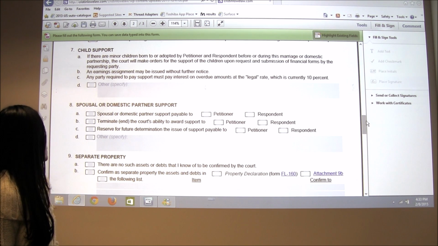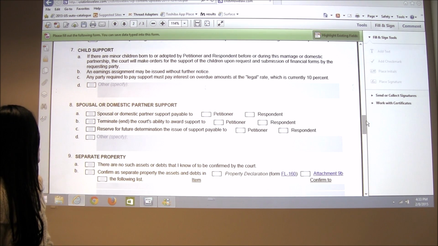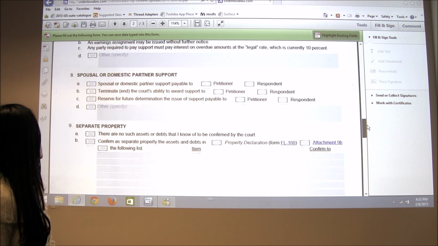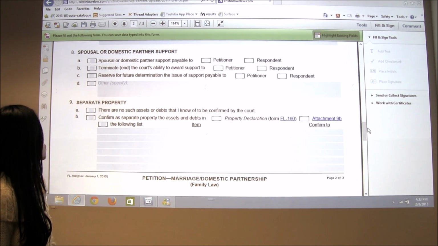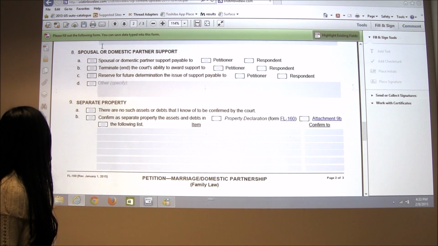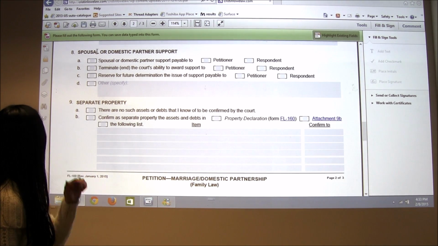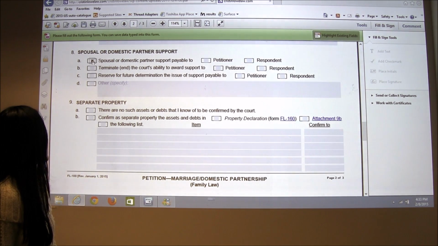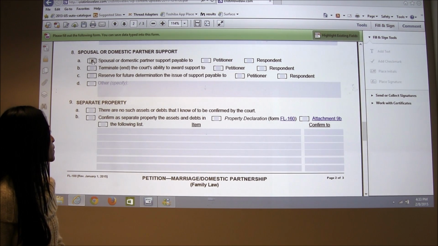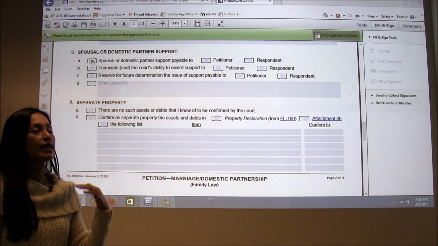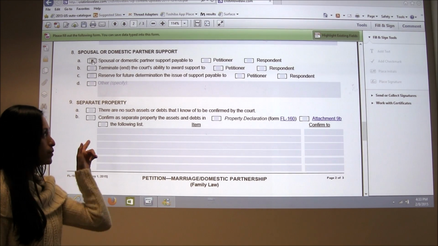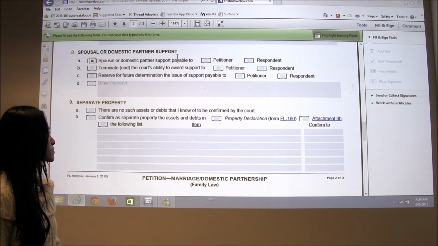Number 8, spousal support. The first thing we're going to check is 8A. Does John want spousal support from Jane? And let's say he does. So we're going to check the box 8A. And spousal support or domestic partner support payable to, who in this case, he's saying he wants spousal support. So he would check the box petitioner.